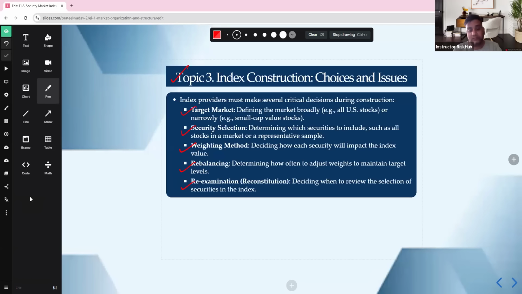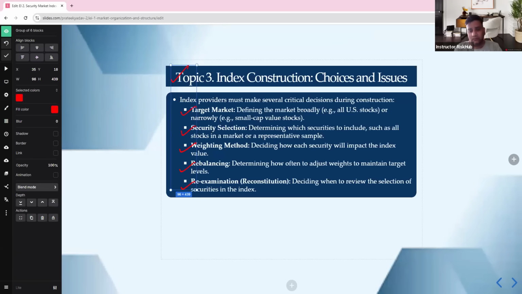Then we have security selection, which stocks to include. All stocks or a representative sample, the trade-off is accuracy versus practicality. Then we have the weighing method, the most critical decision: price weighted, market cap weighted, equal weighted. This determines how much impact each stock has. Then we have rebalancing, how often weights are adjusted, monthly, quarterly, annually. Without rebalancing, the index drifts from your original design. Then we have reconstitution, re-examination, when to change your constituents, add or remove stocks. Example, a company exits an index, it is replaced, right? So that's what we need to understand. Very theoretical, very easy, guys.